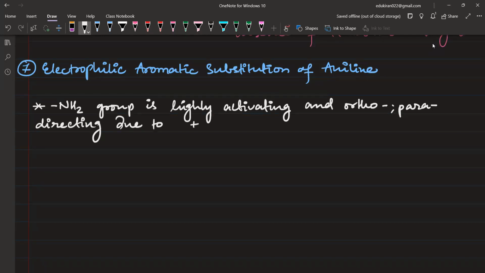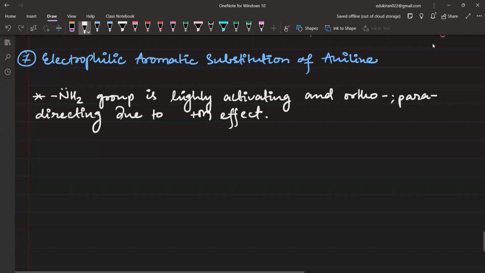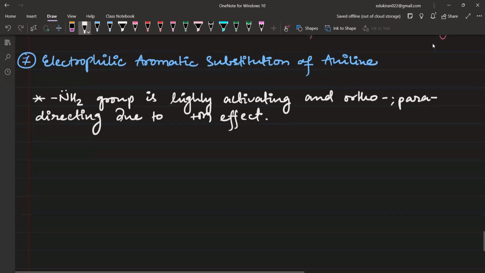due to plus M effect. Nitrogen atom, it is having lone pair, so ये क्या करेगा, इलेक्ट्रॉन डेंसिटी देगा. ठीक है. So what we are expecting? We are expecting that it is going to react very fast. The rate of reaction will be very fast when compared to benzene because it is highly activating and is also ortho-para-directing because of the plus M group.